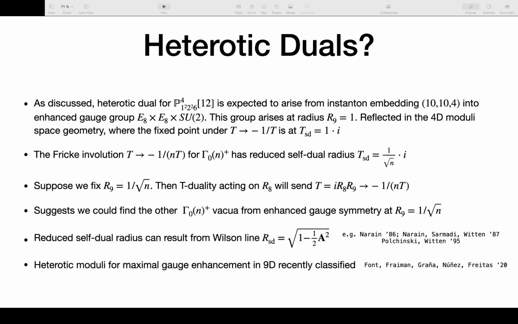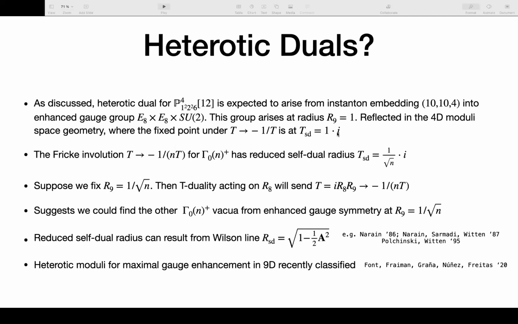The heterotic dual for the degree 12 hypersurfaces in P11226 is again expected to arise from the specific instanton embedding for this enhanced gauge group with the SL2 factor. And this group arises in 9 dimensions already at radius R9 equals 1. This fact is reflected in the 4D compactification by the fixed point under the usual T-duality transformation T goes to -1/T, which has self-dual radius at R equals 1.